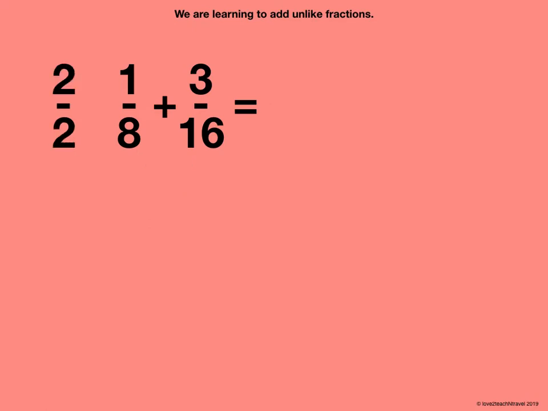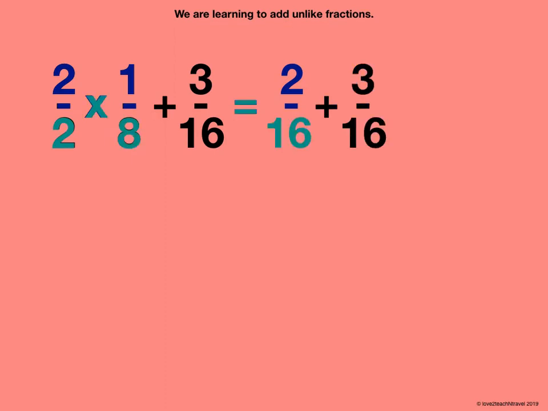So 2/2, which is the same as 1, times 1/8. So let's figure this out. We go 2 times 1 equals 2. Then 2 times 8 equals 16. Then we carry that 3/16 across. Now we can add them because the denominators are the same. So let's carry that 16th across.